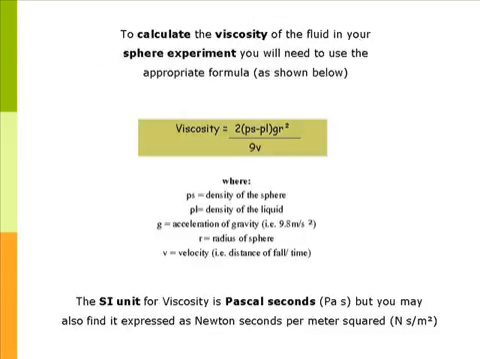To calculate the viscosity of the fluid in your sphere experiment, you will need to use the appropriate formula. And to apply the formula, you will need to calculate the density of the sphere, the density of the liquid, acceleration of gravity, which is 9.8 meters per second squared, the radius of the sphere, and velocity. The SI unit for viscosity is Pascal seconds, but you may also find it expressed as Newton seconds per meter squared.